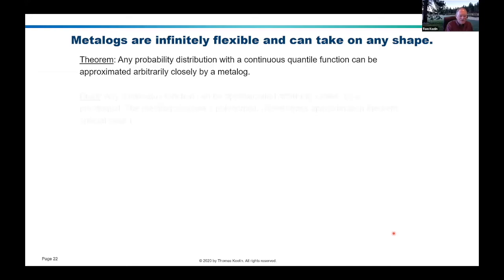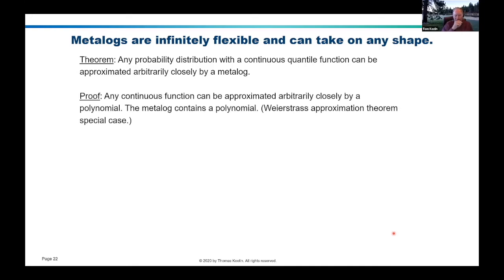How do we know this? Some of you may remember from mathematics, and this is not something everybody would have learned, but any continuous function can be approximated arbitrarily closely by a polynomial. And there's a theorem called the Weierstrass approximation theorem, certainly not my invention, that shows that this is true. Well, the metalog contains a polynomial. So if you set the non-polynomial terms to 0, now you've got a polynomial. And so therefore, there's a metalog representation that's arbitrarily close.